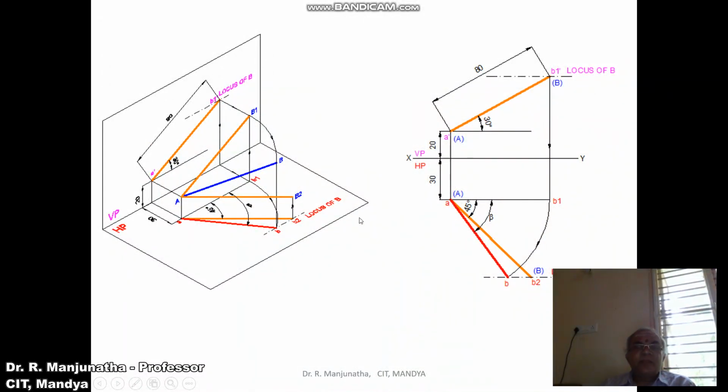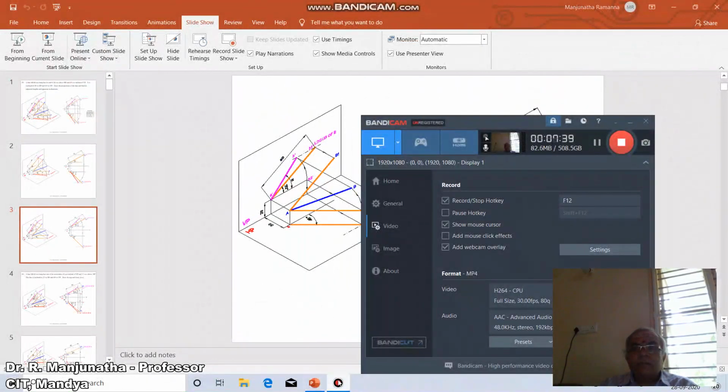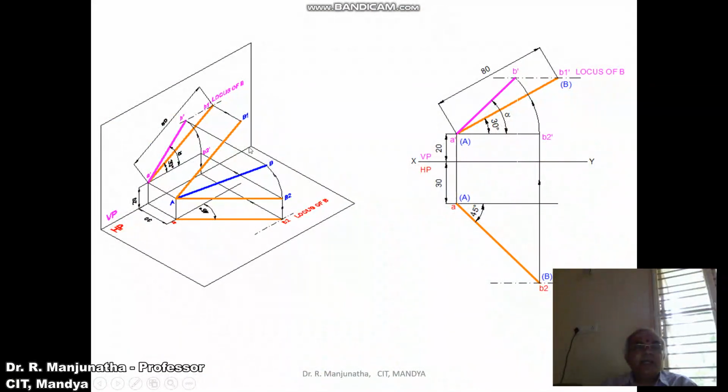Next we are going to take the apparent inclination with respect to HP. So now we have the top view, the true length in the top view, AB2. We have the locus of B in the front view. This is the line which is the locus of B. So we know that this is the true length in HP. Obviously that line has to be parallel to HP. So that means A dash is above HP by 20 mm. The B should also be above HP by 20 mm.